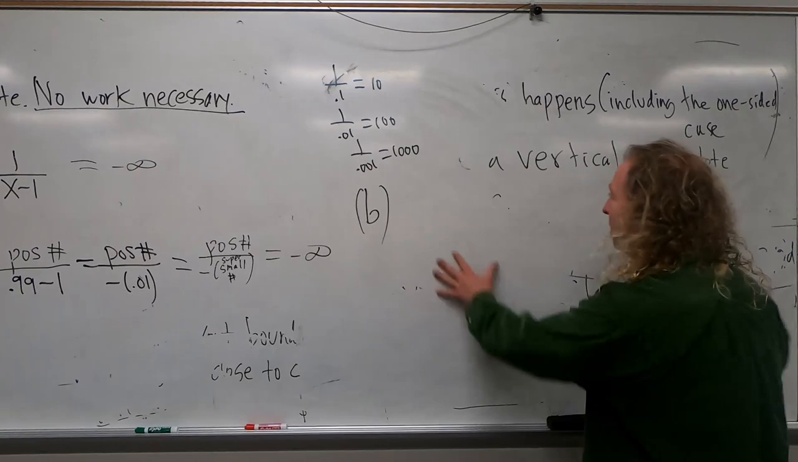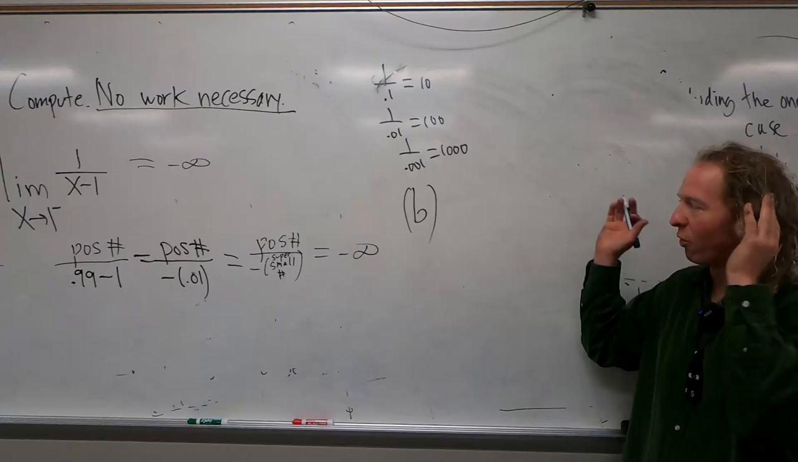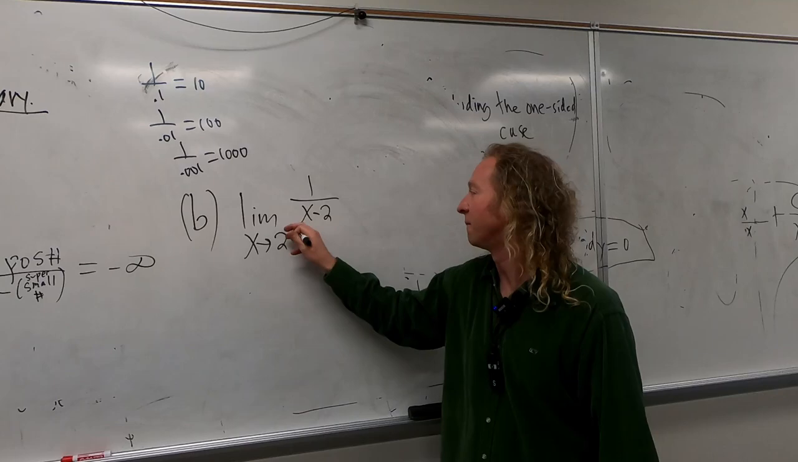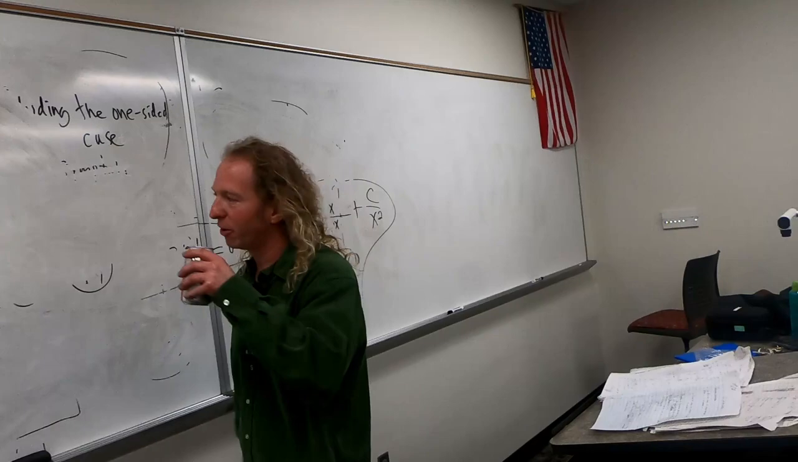Let's just do more. B. And again, the work doesn't matter. You could do whatever. You can draw a picture of a horse. It doesn't matter. Let's approach 2. Let's keep it simple. 1 over x minus 2, and let's approach from the right. The homework is kind of weak. It's all right. This is a little bit harder. These are better examples.